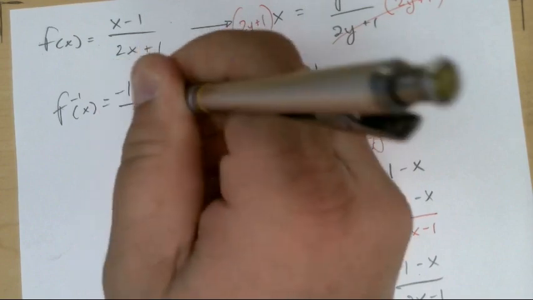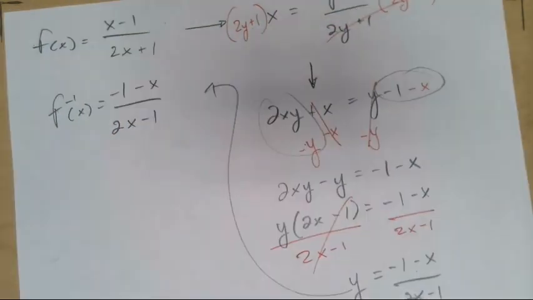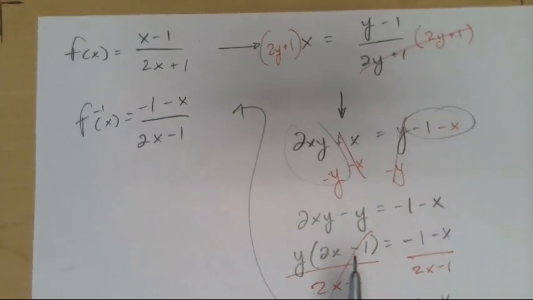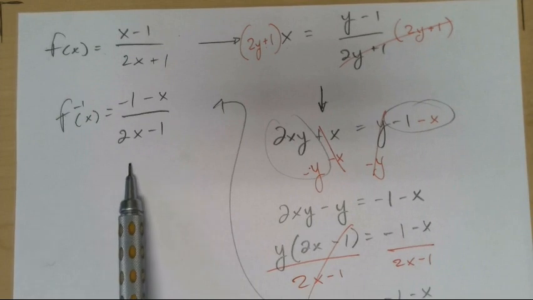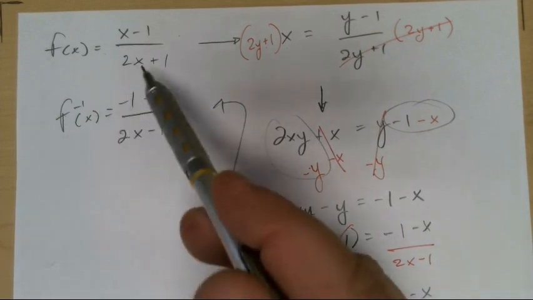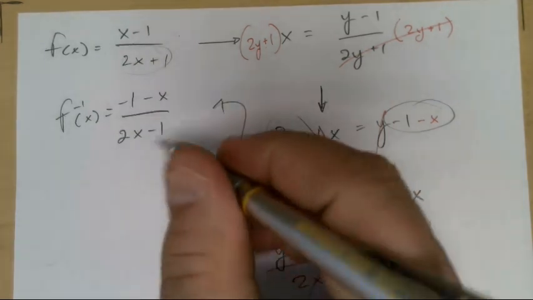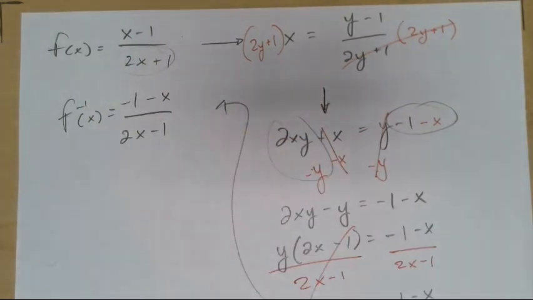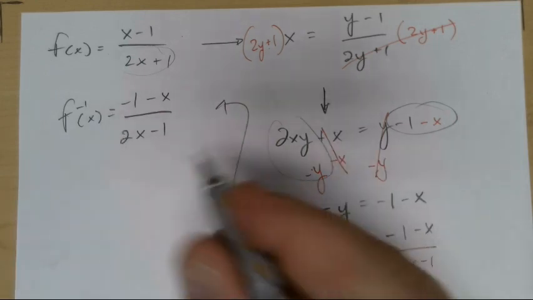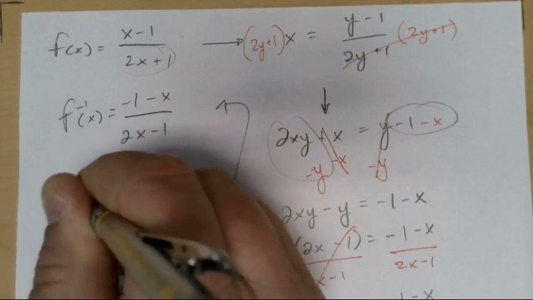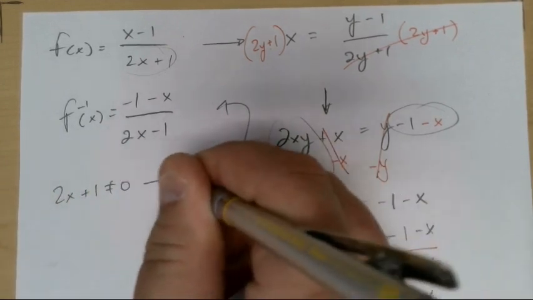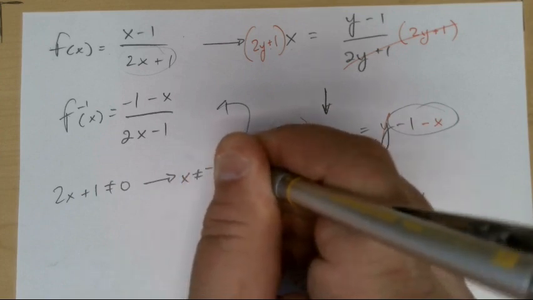Negative 1 minus x all over 2x minus 1. Okay, and then it said to find the range of the inverse. Well, the range of this is going to be the same as the domain of this. Oh, it is 2x plus 1. The denominator can't be 0. So 2x plus 1 cannot equal 0. If I solve that, I get x cannot equal negative 1/2.